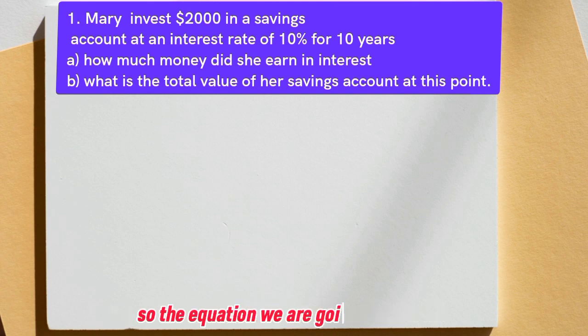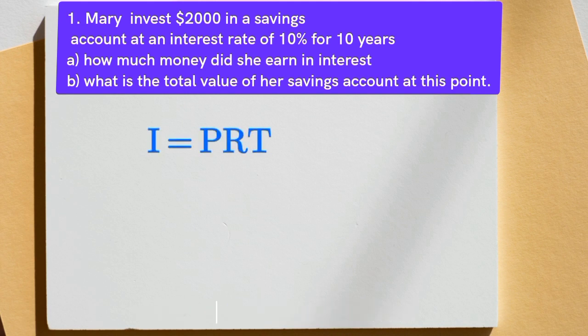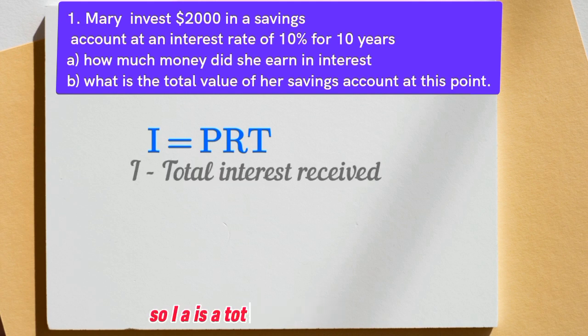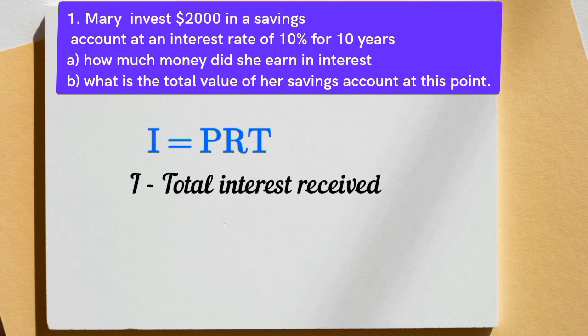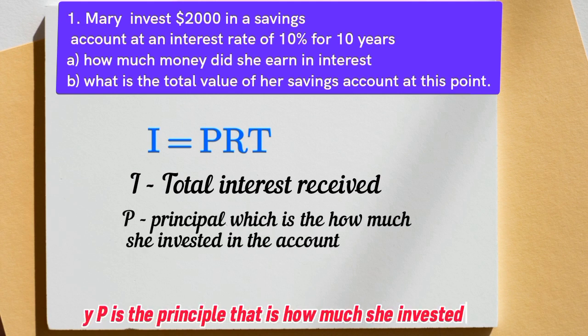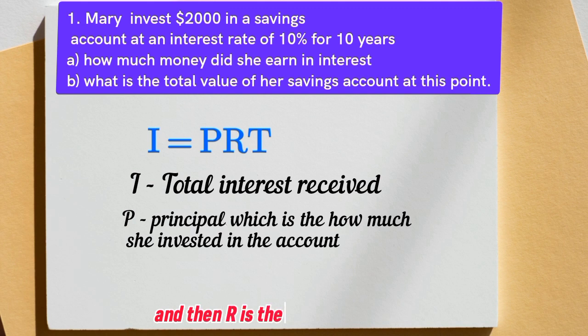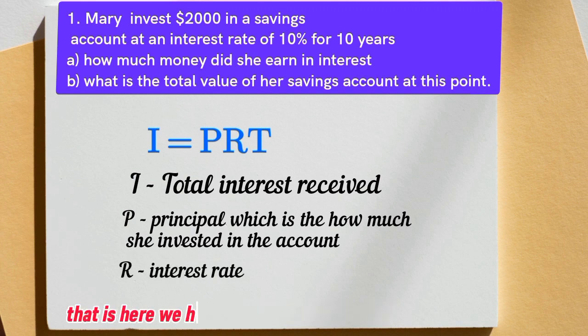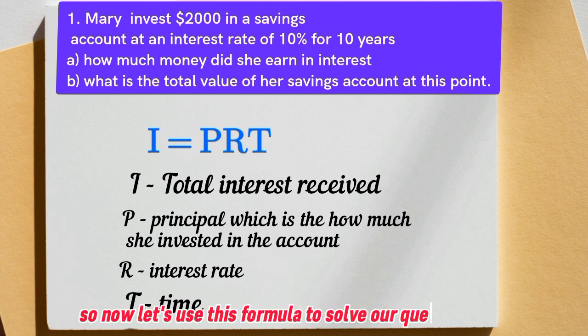So the equation we are going to use in solving this question is I equals PRT. I here is the total interest received, while P is the principal, that is how much she invested. R is the interest rate, which is mostly in decimal, that is, here we have 10%, but we have to divide it by 100. And T is the time. So now let's use this formula to solve our question.